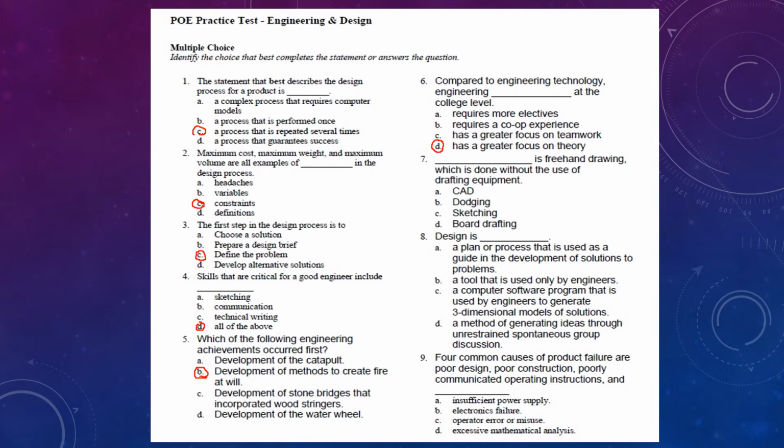Number 7, a freehand drawing is obviously going to be a sketch. Number 8, the design is a plan or process that is used to guide development and solution of problems. And number 9, 4 causes are going to include operator error or misuse.